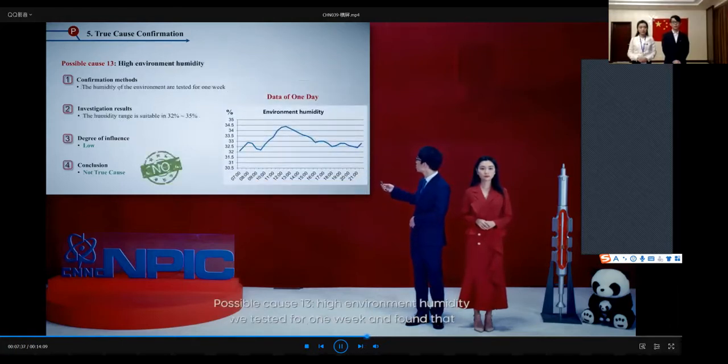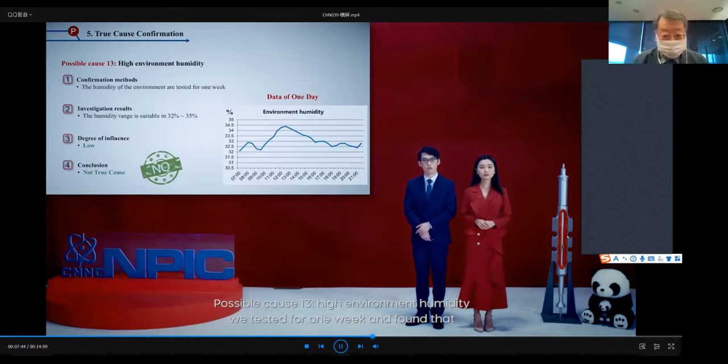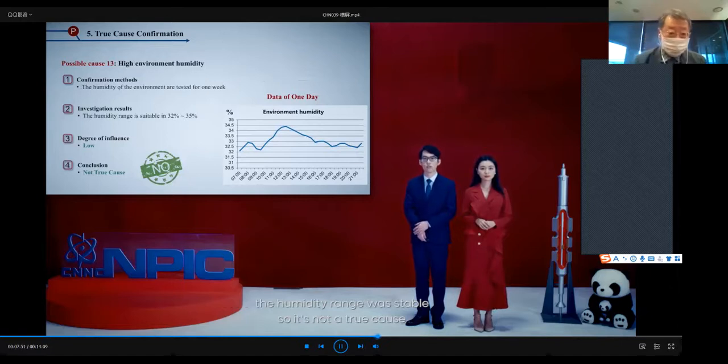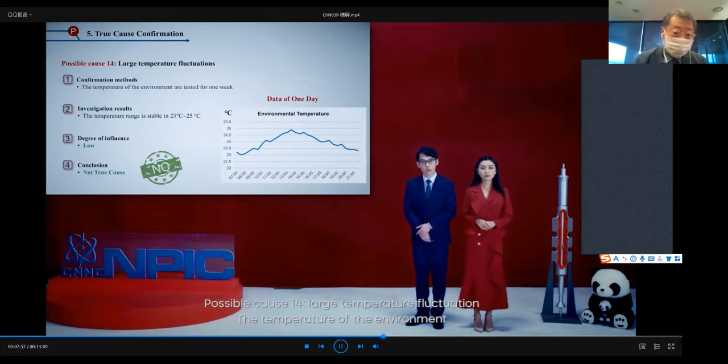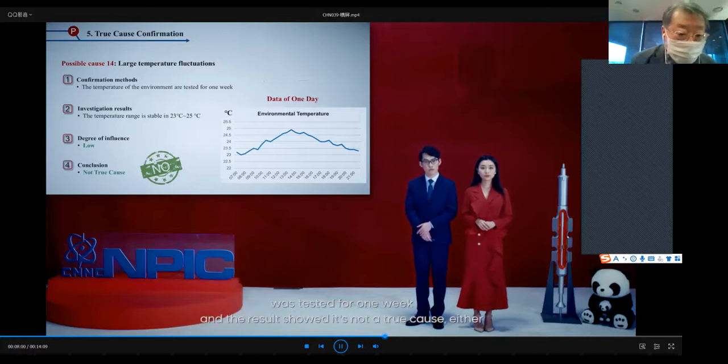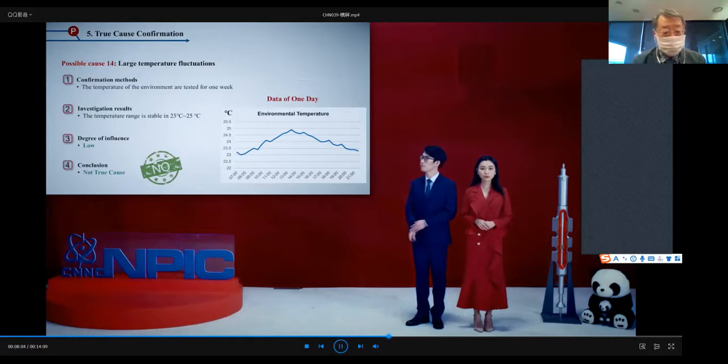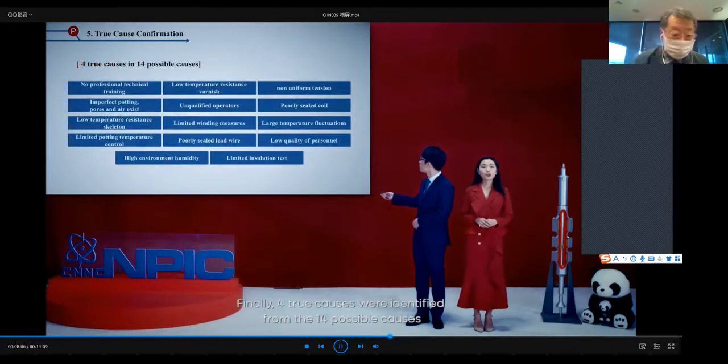Possible cause 13. High environment humidity. The humidity of the environment was tested for 1 week, and we found that the humidity range was stable, so it's not a true cause. Possible cause 14. Large temperature fluctuation. The temperature of the environment was also tested for 1 week, and the result shows that it's not a true cause either. Finally, 4 true causes were identified from 14 possible causes.